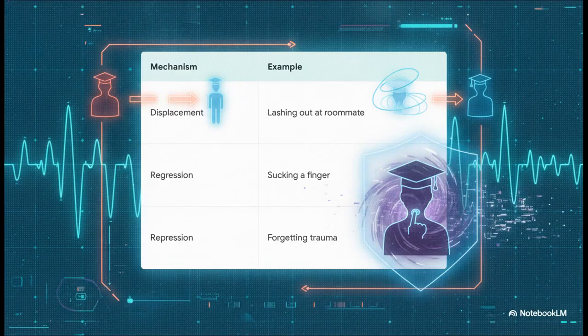Now, when these 3 clash, the resulting anxiety triggers defense mechanisms. Ever got an unfair grade and lashed out at your roommate instead of the professor? Yep. That's displacement, finding a safer target. Or maybe a highly stressed student starts sucking their thumb. That's regression. According to Freud, these are unconscious tricks we use to protect our self-image.